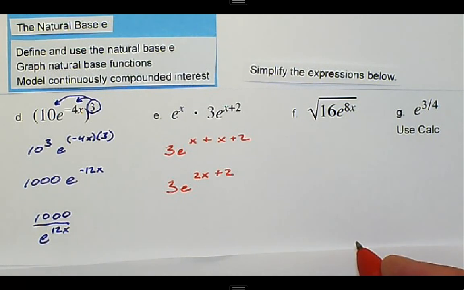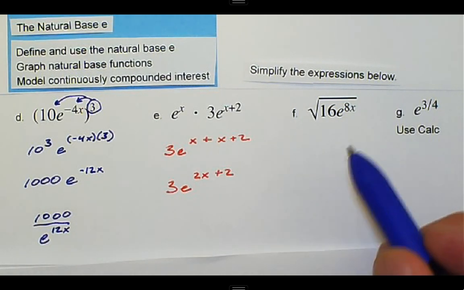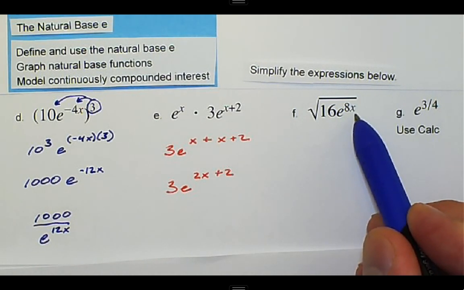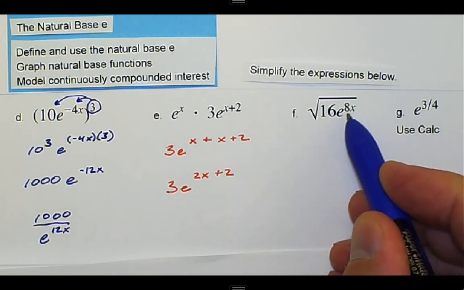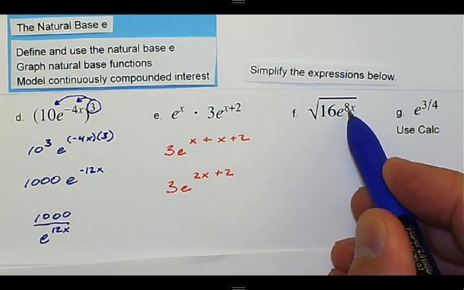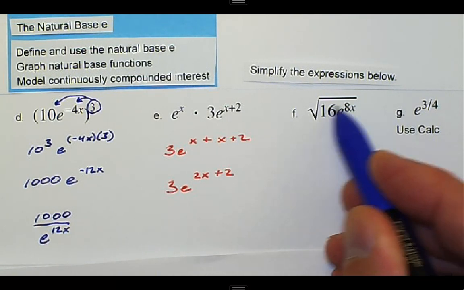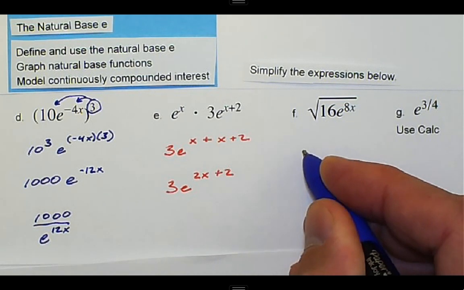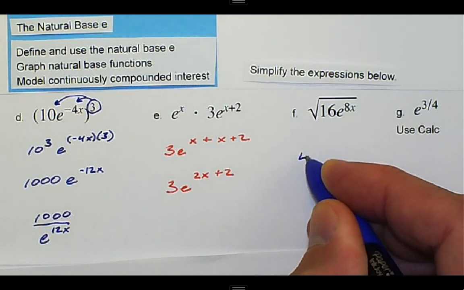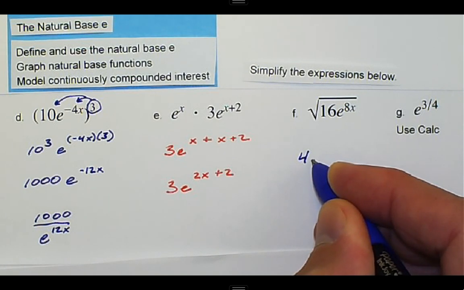The next one, we're trying to simplify the radical here, and here we have the square root of 16e to the 8x, e raised to the 8x power. Because the exponent out here is even, we get to take this whole term out of the radical. So the square root of 16 is 4. And the e comes out.